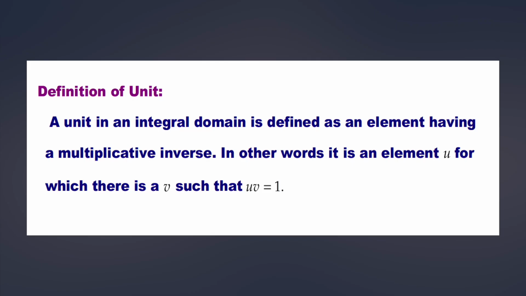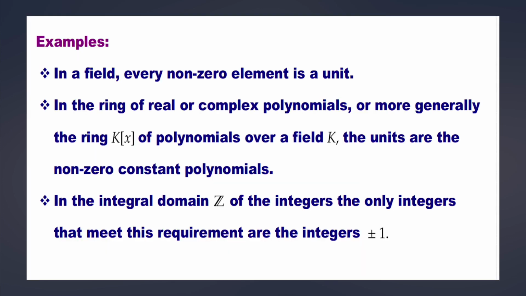Let's see the definition of a unit. A unit in an integral domain is defined as an element having a multiplicative inverse. In other words, it is an element u for which there is a v such that uv equals 1. Some examples are, in a field, every non-zero element is a unit.